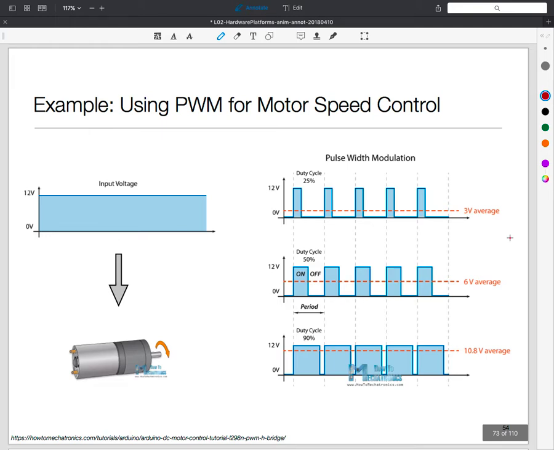So this is the way it gets used. Let's say I'm trying to control a DC motor. What I want to do is give it a signal. If the signal is continuously high, then the motor will run full speed, and at different other values it will change the speed proportionally.